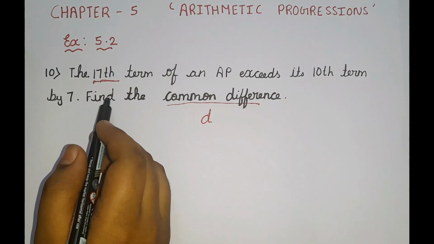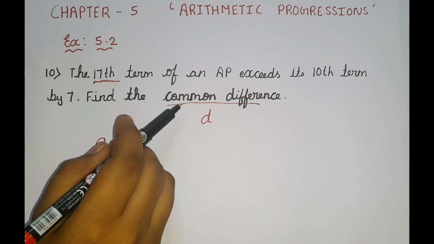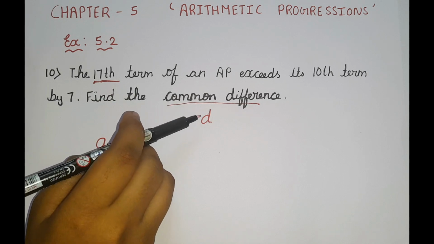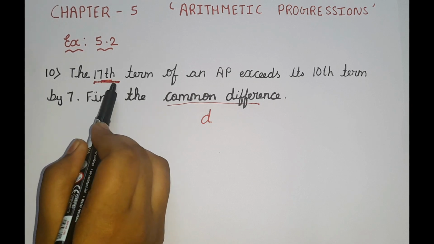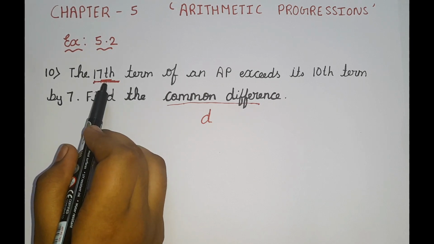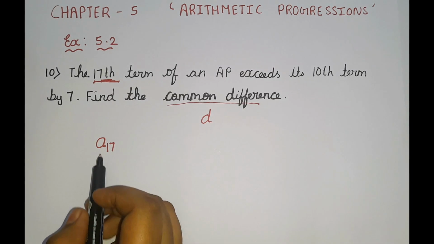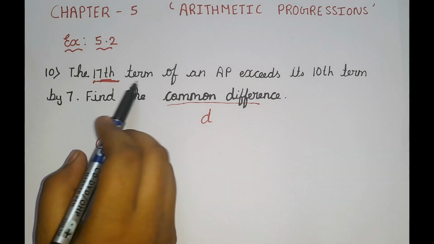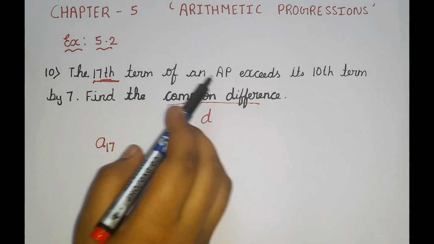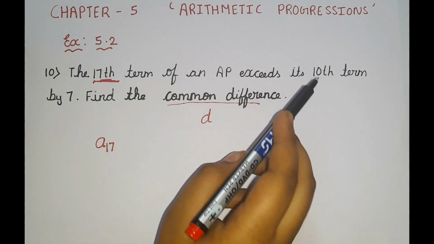Okay guys, since you know we are supposed to find the common difference, we represent it as D. Here they mentioned the 17th term. How are we supposed to write the 17th term? We write it like this: A17. So A17 is a term. So the 17th term of an AP exceeds its 10th term.